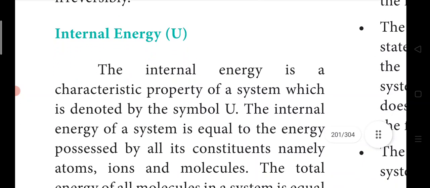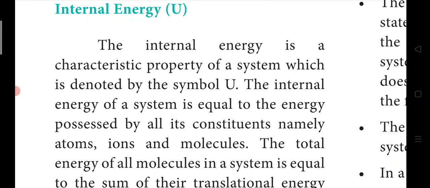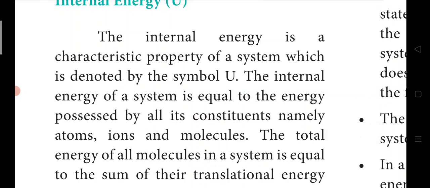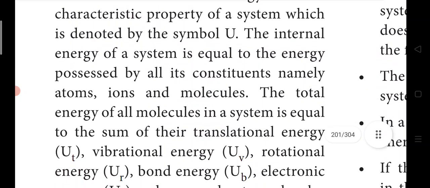Next is internal energy. So the internal energy is a characteristic property of a system which is denoted by the symbol U. The internal energy of a system is equal to energy produced by all its constituents, namely atoms, ions and molecules. Internal energy is the energy produced by atoms, ions and molecules together. For example, when I eat food, the energy does not come just from the food I eat. Inside our body so many changes take place to produce energy. So many components take part in producing this internal energy. So that is what we call an internal energy here.